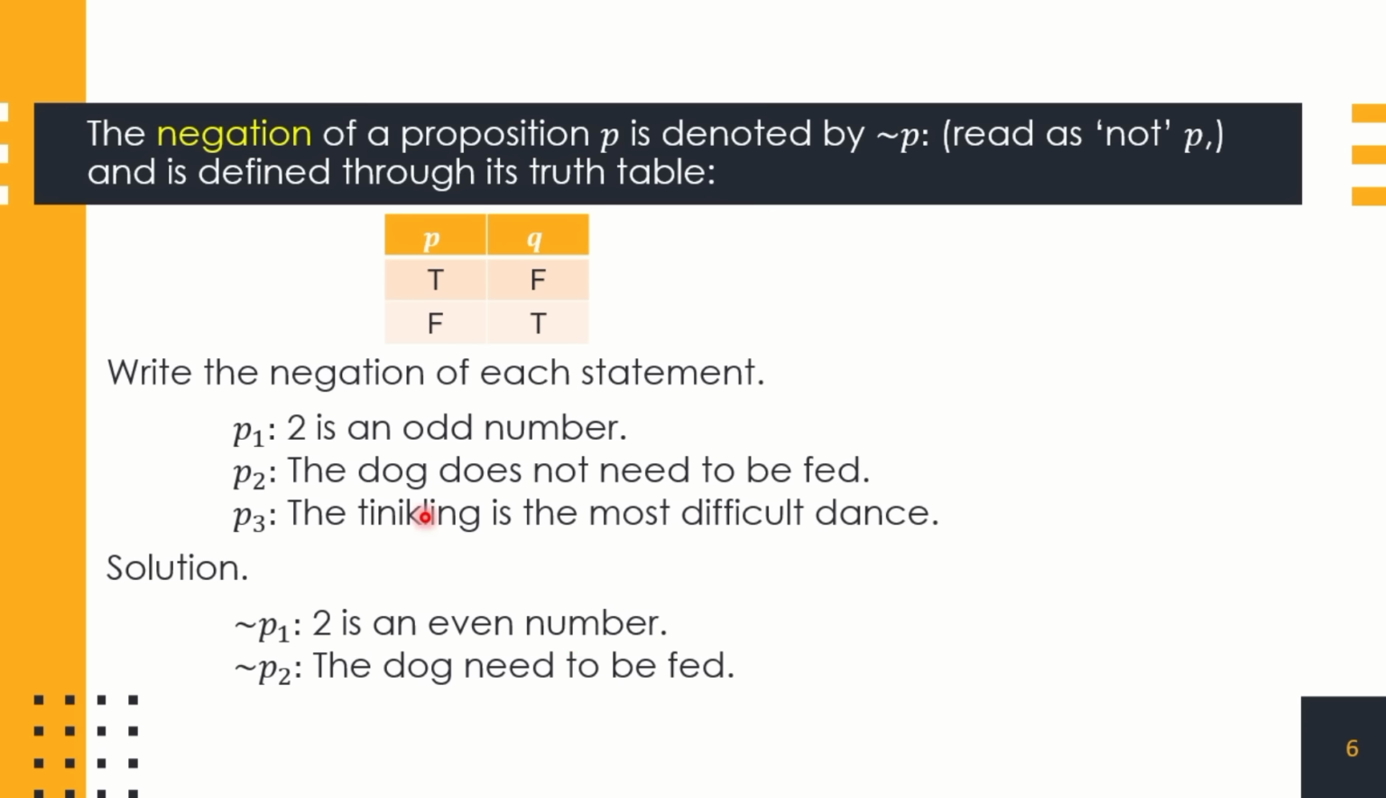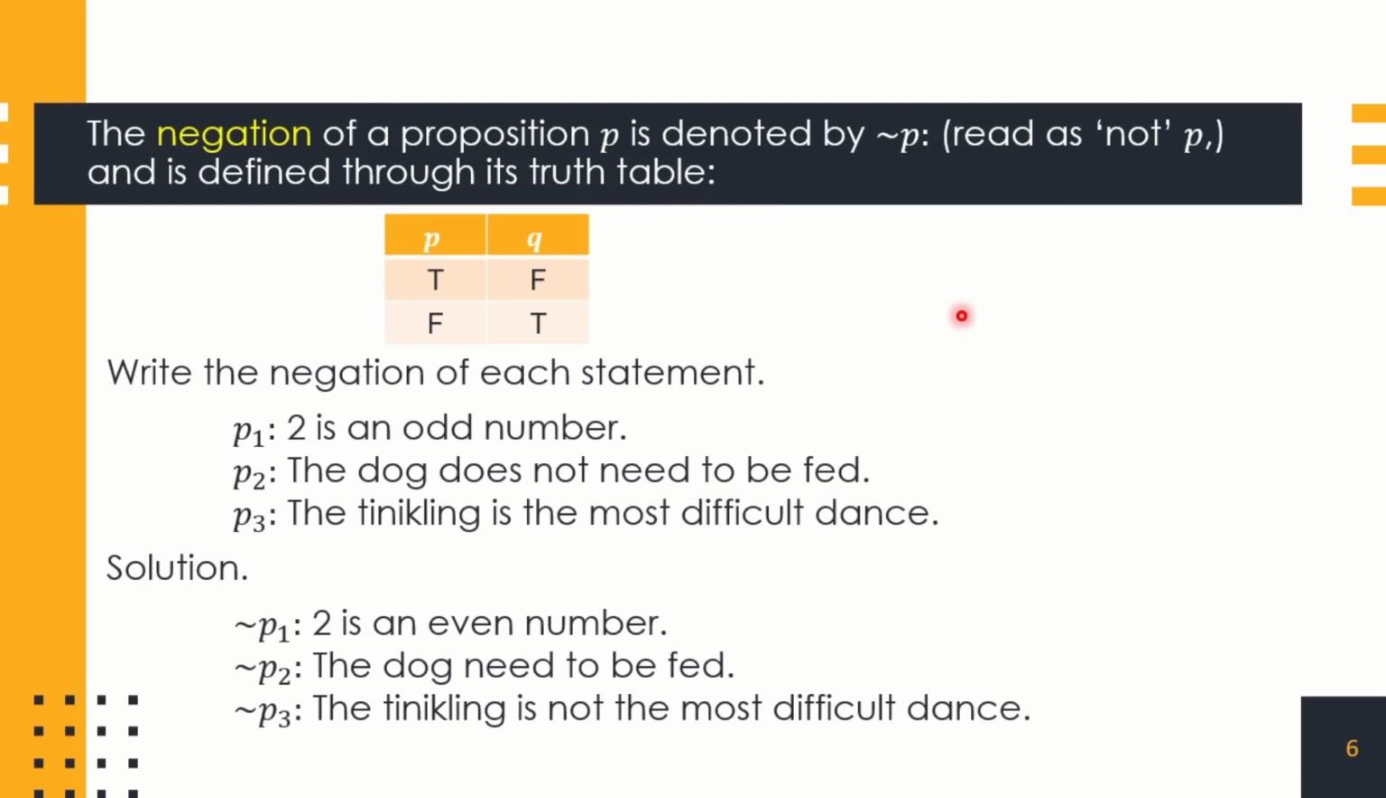Pangalawa, dito the dog does not need, no? Dito naman the dog needs to be fed. Alright, so tinanggal natin yung does not. So yung negation ng proposition 2, the dog needs to be fed. And then sa proposition 3, the tinikling is the most difficult dance. So paano yung negation? Lalagyan lang natin ng word na not. So the tinikling is not the most difficult dance. So yan yung first logical connective, the negation. Remember the symbol na ginagamit?